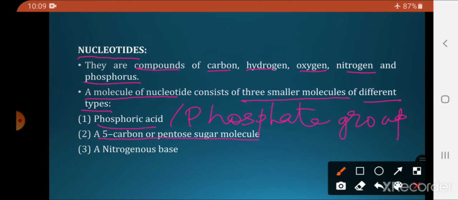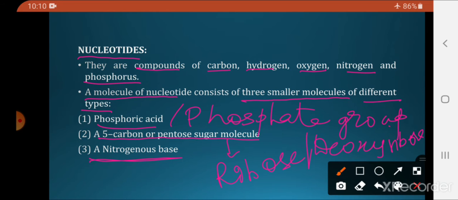Here it consists of a 5 carbon or pentose sugar, a monosaccharide sugar, and that sugar will be either a ribose sugar or deoxyribose. दो टाइप की शुगर है, one is ribose and another one is deoxyribose. अगर RNA है which is ribonucleic acid, उसमें ribose sugar होगा, and DNA which is deoxyribonucleic acid, उसमें deoxyribose sugar होगा. And the last component is a nitrogenous base. There are 5 different types of nitrogenous bases.